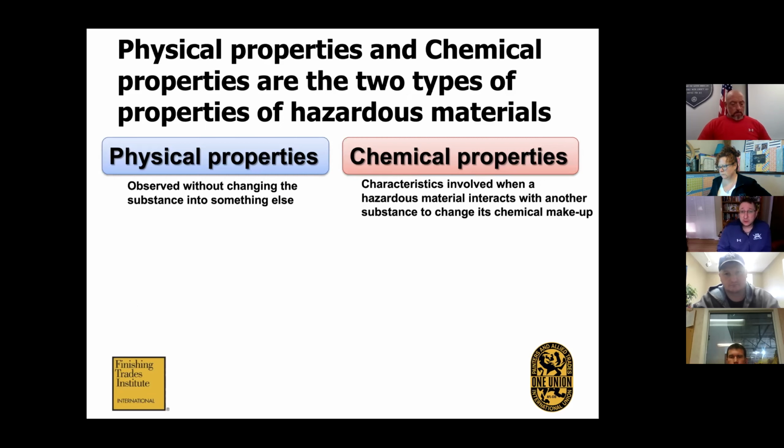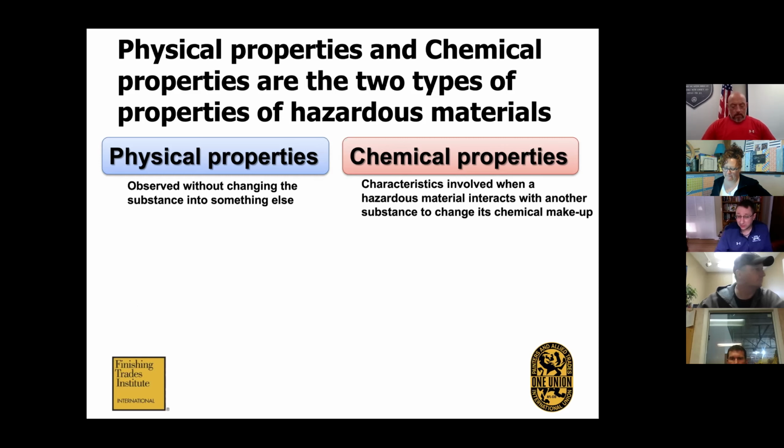So physical properties and chemical properties are 2 types of distinguishing phenomena for chemicals. A physical property is something that we can observe without changing that substance into something different, right? We look at it, we can measure it, we can observe it, but it's not going to actually change that chemical. As opposed to a chemical property, where the characteristic involves the hazardous material's interaction with another substance, and it could change its chemical makeup.